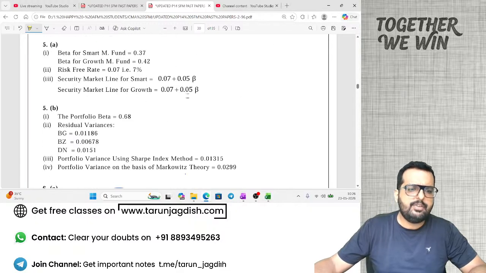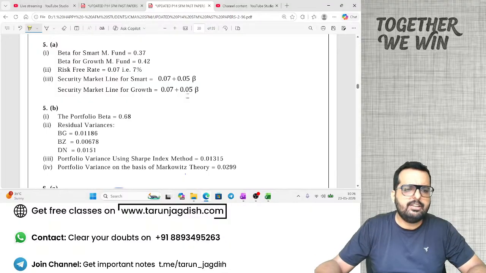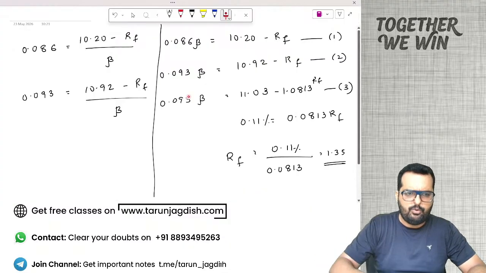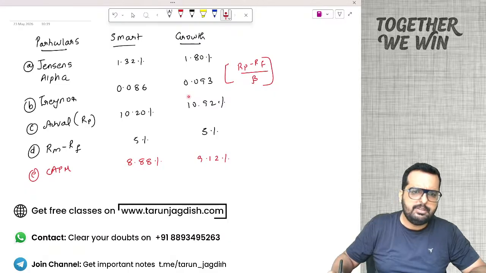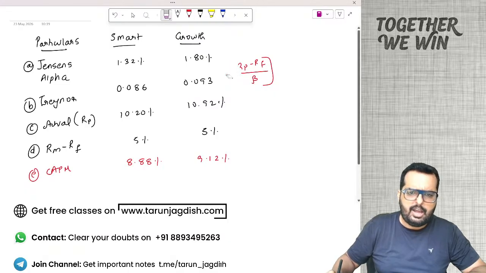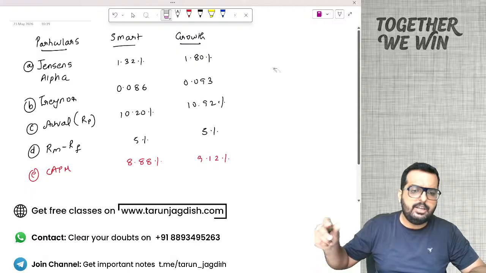They got the RF as 7% and they got beta as 0.37, 0.42. I don't think we got any of those numbers earlier, right? When I tried doing the beta part, even then we did not get it. So we'll keep this pending. I'll not do this part. We'll try in a different way now.